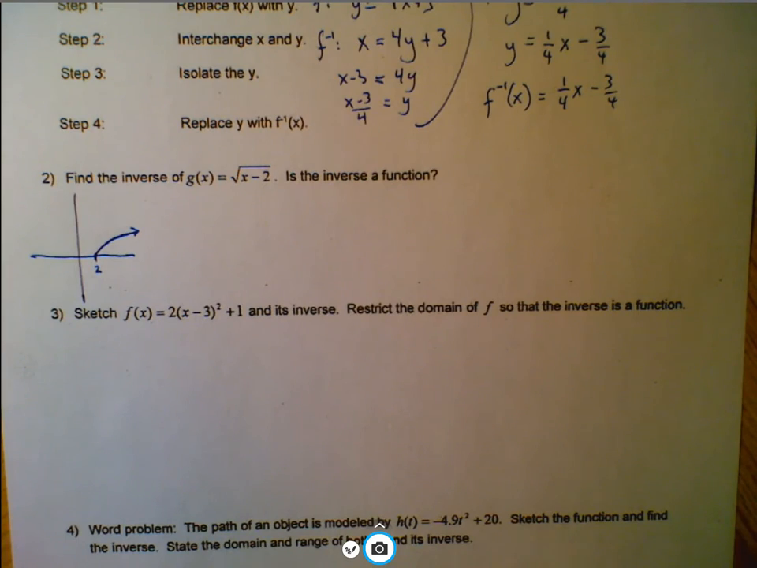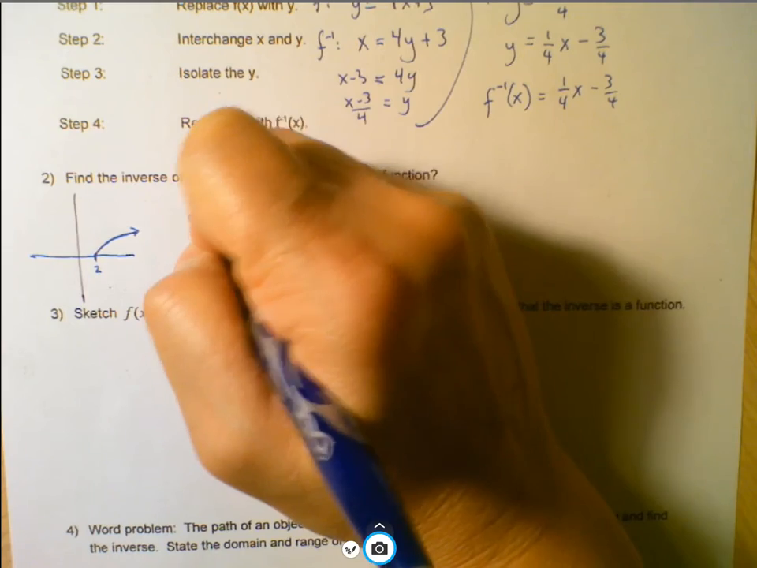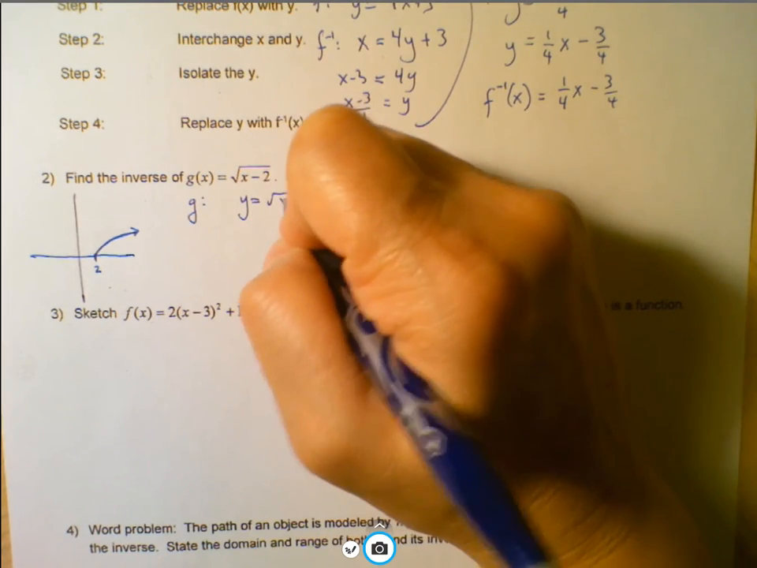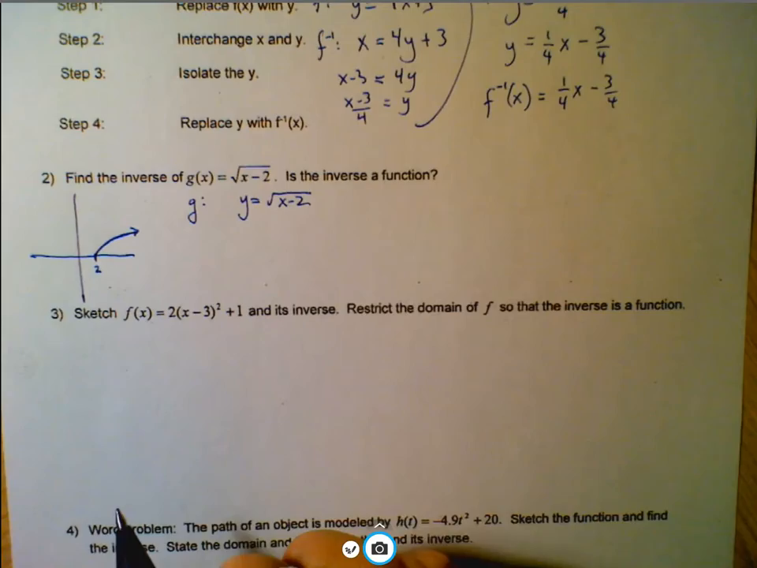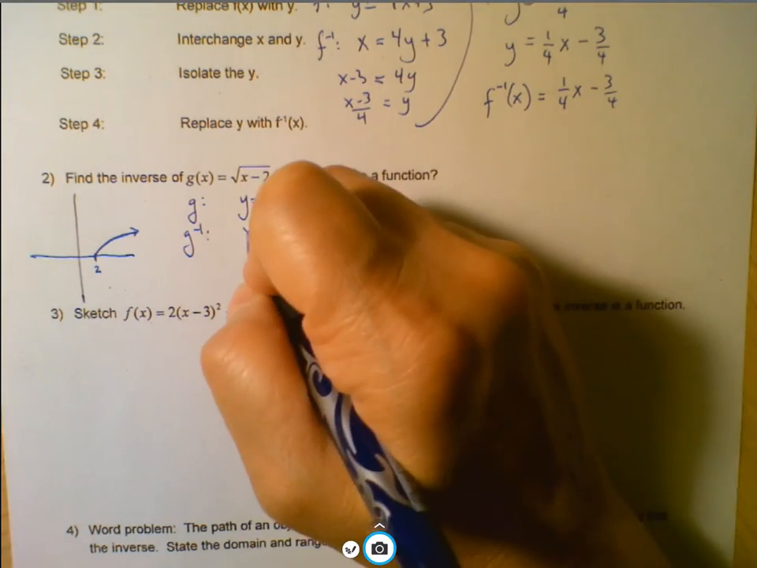Okay, so now let's see what the equation of the inverse is going to look like. So step 1, we'll work with just g, but we'll call it y equals. Okay, so we're going to switch to xy notation. Step 2, we're going to swap the x and y.